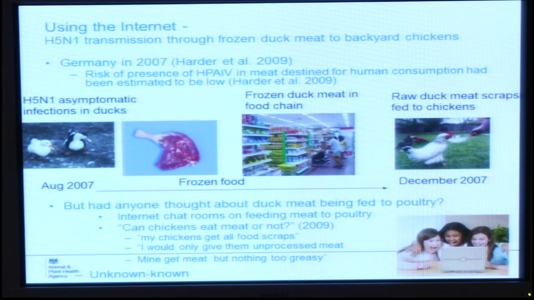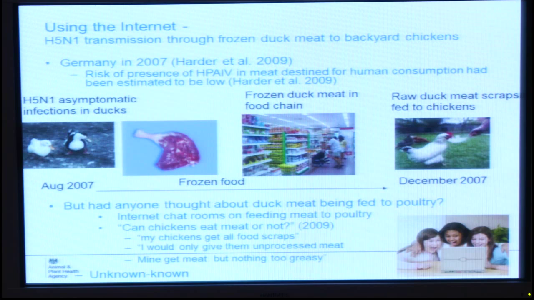Now moving on to using the internet, and I really like this example. It's about, again, bird flu, H5N1 transmission through frozen duck meat to backyard chickens. So those are the backyard chickens, and these are the ducks. Now, these ducks, although they're infected, they don't really show symptoms with bird flu. So they can be infected but infectious, but you don't really know. Maybe the farmer suspected they were a bit off colour and thought, I better take them down to the slaughterhouse, where the meat ended up in the frozen meat department of a supermarket.